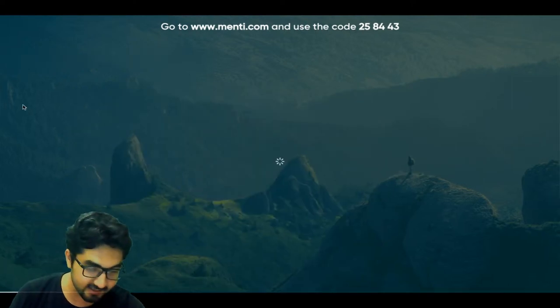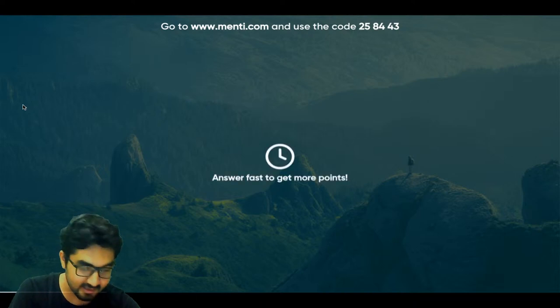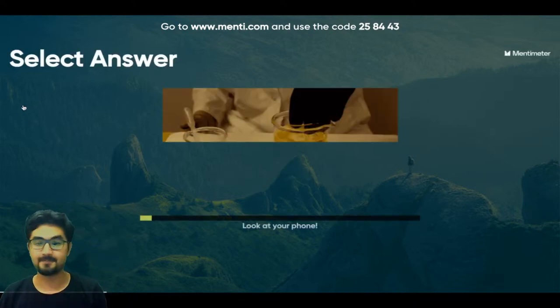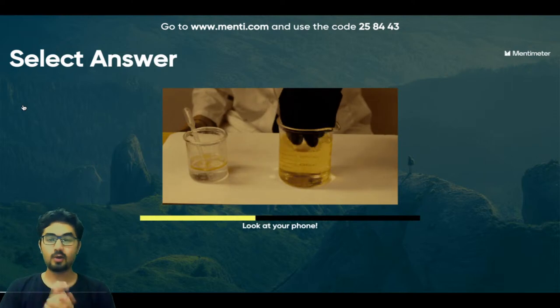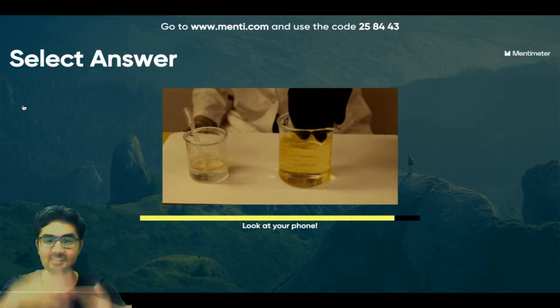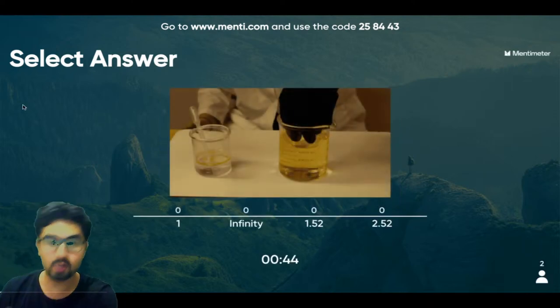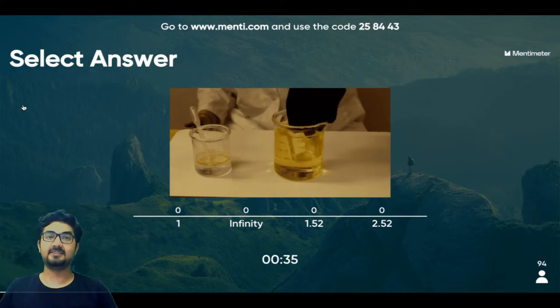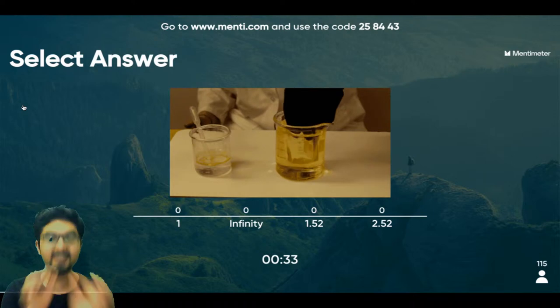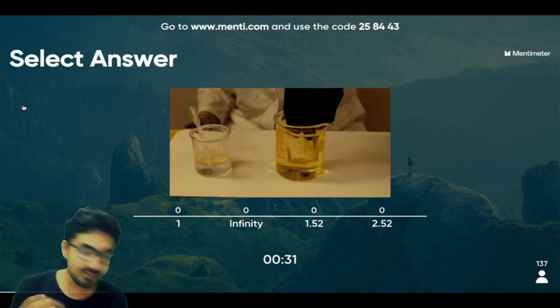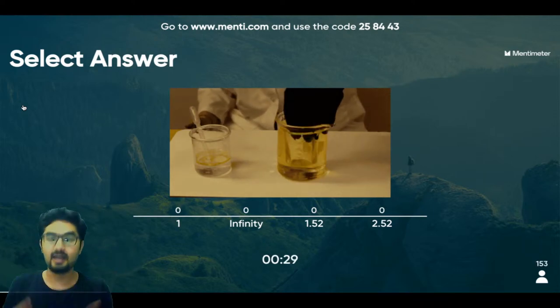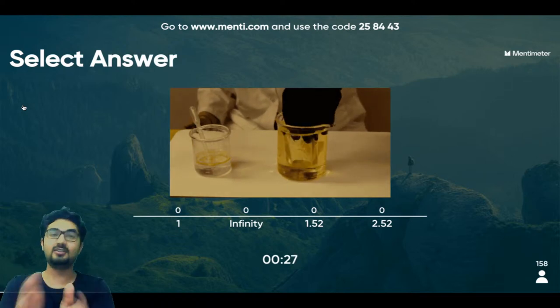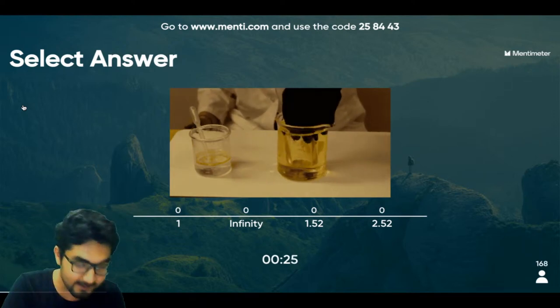Next question पर बढ़ते हैं. Let's move to the next question. Look at your phone, guys. What does this represent? यहाँ पर जो भी लोचा हो रहा है, इसके अंदर एक चीज important है. 1, infinity, 1.52 या पता नहीं, बताइए. What does this represent? कुछ ना कुछ तो होगा. Only 33 seconds left. Guys, this is what it is. I'm also trying to do the jugaad into this particular thing, Menti quiz. तो मजा आने वाला है.